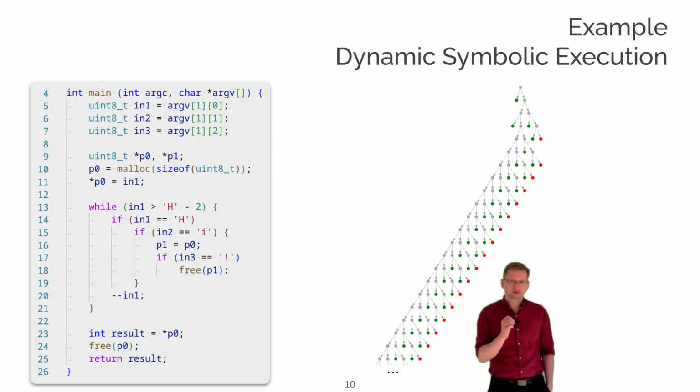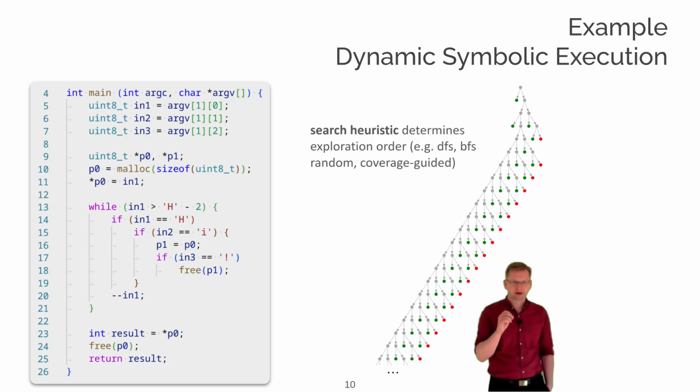When we zoom out a little bit, the execution tree looks as shown on the right side. As before, the red dots mark all paths where the bug manifests, and the green dots represent the paths where the first byte is uppercase H, but the second and third bytes are not I and exclamation mark. In what order this tree gets explored is determined by an exploration strategy or search heuristic. So this is a very important component, especially for large programs, as it depends on this component what parts of your code actually are covered and when.